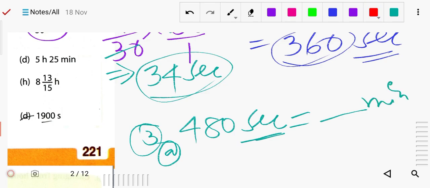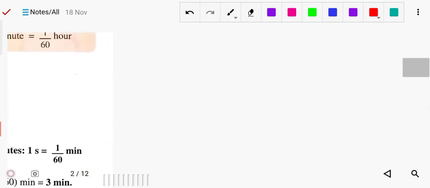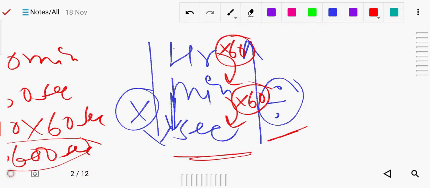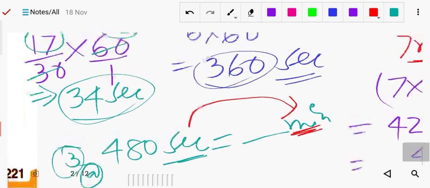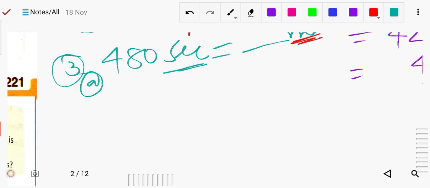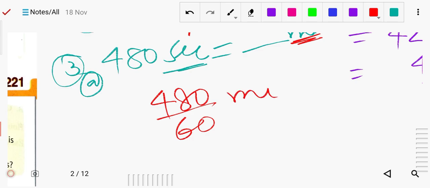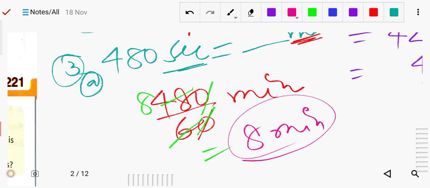We have to convert second to minute, which means we are going from lowest to highest, from bottom to top. When you are going from lowest to highest, you have to divide. So the same we will do here: this 480 will be divided by 60, because we cross only one step, and this will be your minute. This 0 will cancel. How many times will it divide? 8 times. So your answer will be 8 minute.